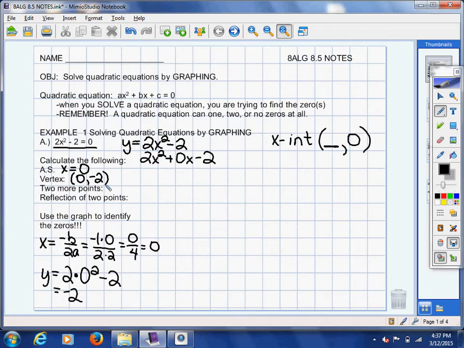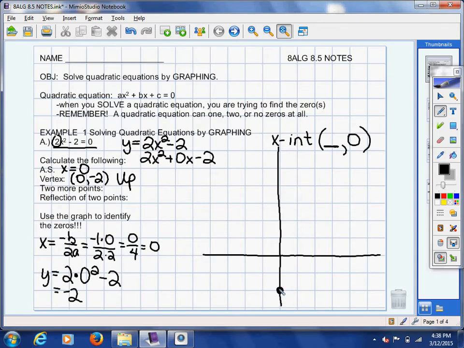Okay? So right now, let's go ahead and get this thing graphed. We know it's going to open up because the coefficient 2 in front of your x squared is positive. So we know it's going to open up. So that probably will help us figure out how to get this graph started. Okay? So here we go. Just kind of go with me here. Take your time. And let's graph what we do know. We know the vertex is 0, negative 2.